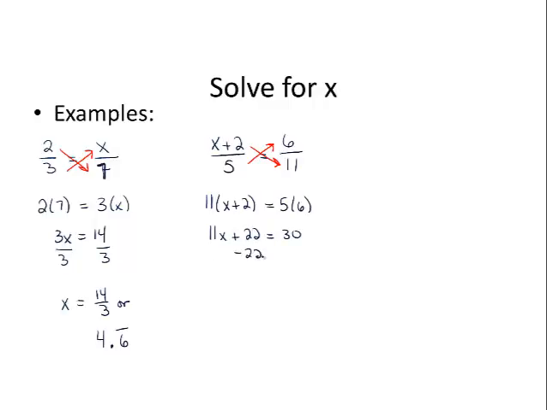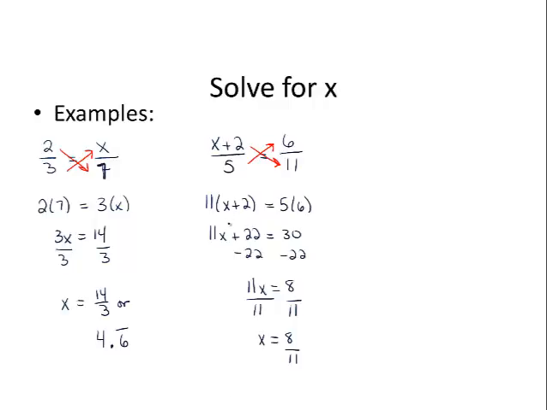I subtract 22 from both sides. 11x is equal to 8. Divide by 11. X is equal to 8 elevenths. Yes, they will turn out to be whole numbers sometimes. It's just I'm making it up off the top of my head, so they're not pretty.